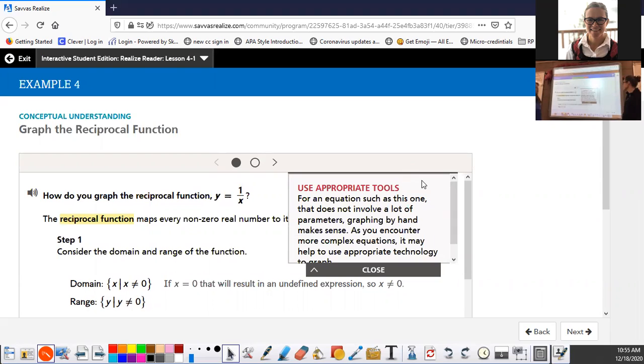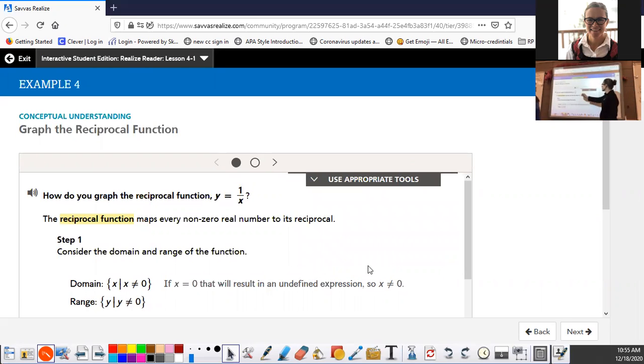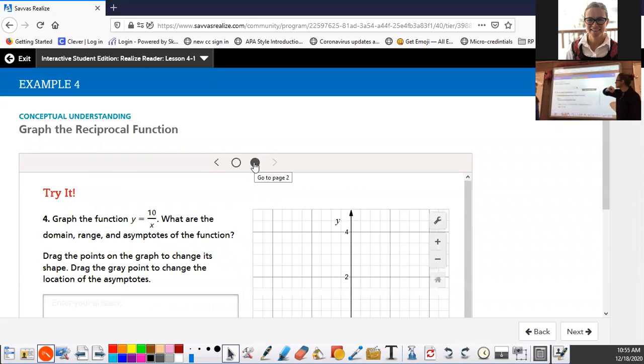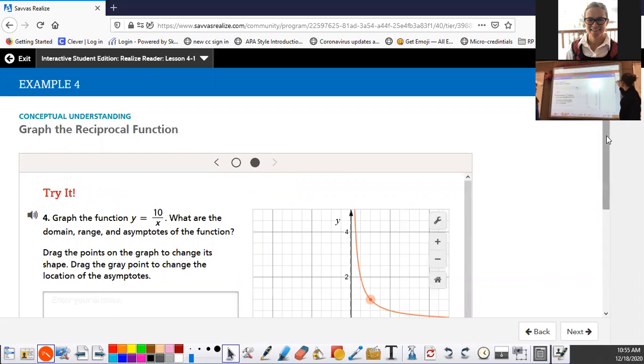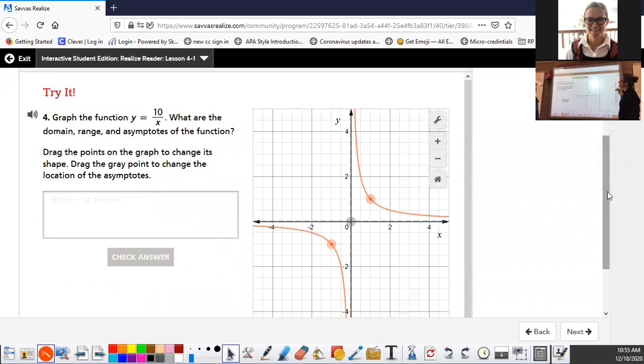For an equation such as this one that does not involve very many parameters, graphing by hand does make sense. As you encounter a more complex one, you might need to use Desmos or your TI-84, still a handy tool. So this one, our constant, our k value, would be 10. What are the domain, range, and asymptotes of the function?